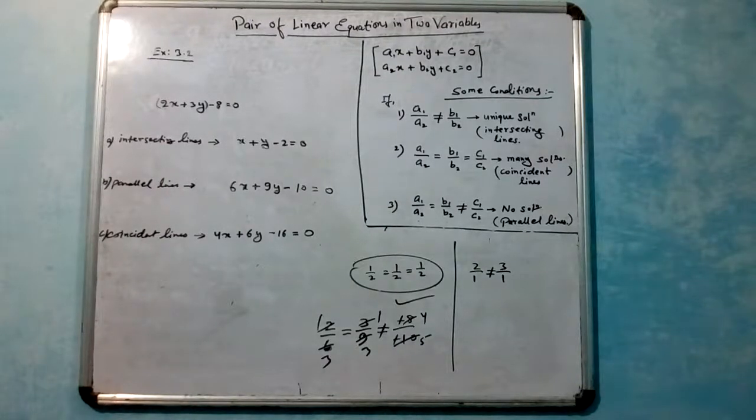Come to the last question. Draw the graph of these equations. Determine the coordinates of the vertices of the triangle formed by these lines and the x-axis, and shade the triangular region. Understand it and tell me what is actually given. You can easily do it, it's not tough. Read thoroughly and tell me.